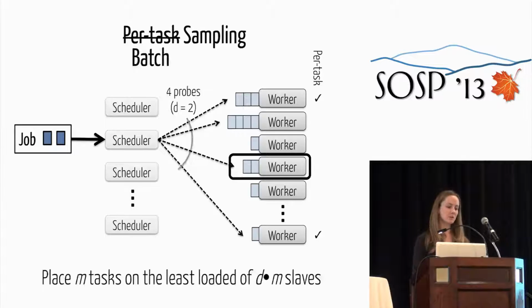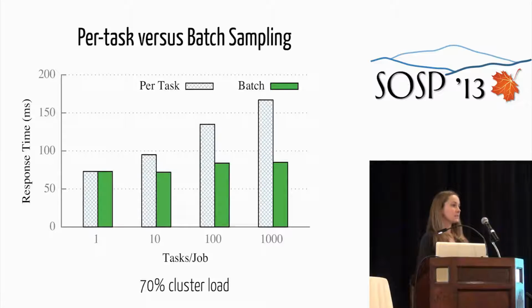And this is exactly what we do with batch sampling. So the idea of batch sampling is instead of probing individually for each task, we send a single batch of probes for all of the tasks in the job, and we place the job's tasks on the workers from that entire batch that have the shortest queues. You can see that batch sampling does not suffer from the same tail problem that per-task sampling suffers from. As the number of tasks in the job increases, the response time doesn't increase significantly with batch sampling, unlike with per-task sampling.